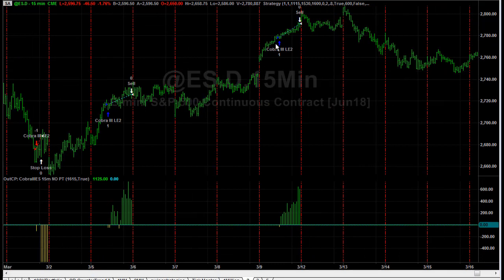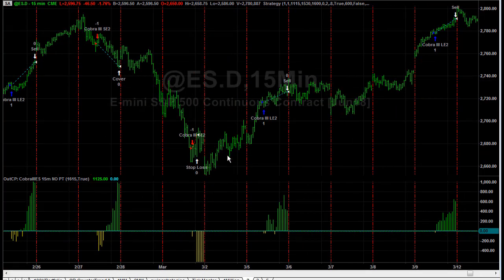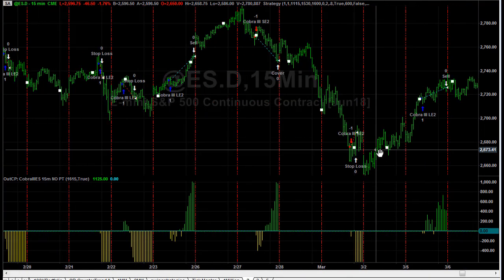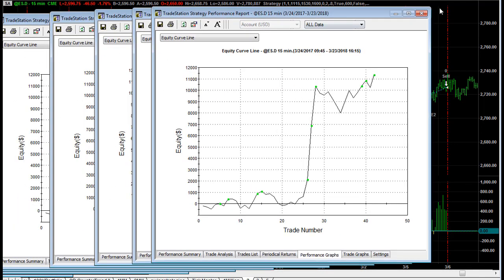So when Cobra 3 enters, you're going to enter in on two contracts. One will have a $300 stop loss and a $600 profit target, while the other contract will have a $600 stop loss and no profit target. And so we're just opening it up. We're getting in on a trade, and we're going to work to let our profits run, and we cut our losses short. And you see the equity curve on this version in 2017.